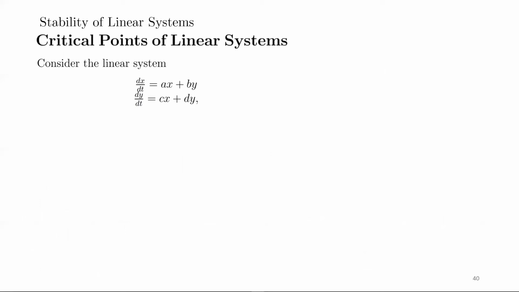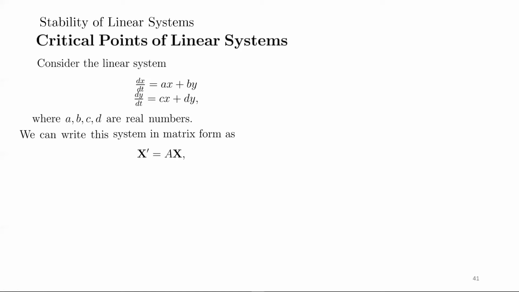Okay, so we're going to consider the linear system. So again, we're going to focus on linear systems at the moment. We're going to focus on critical points of linear systems. We will deal with nonlinear systems in a future class. So if we have this linear system, where a, b, c, and d are constants, real numbers, we can write this system, as you recall from Unit 4, in matrix form as x prime equals A times x, where A is the matrix of coefficients a, b, c, d, and x here is the vector of dependent variables x, y.